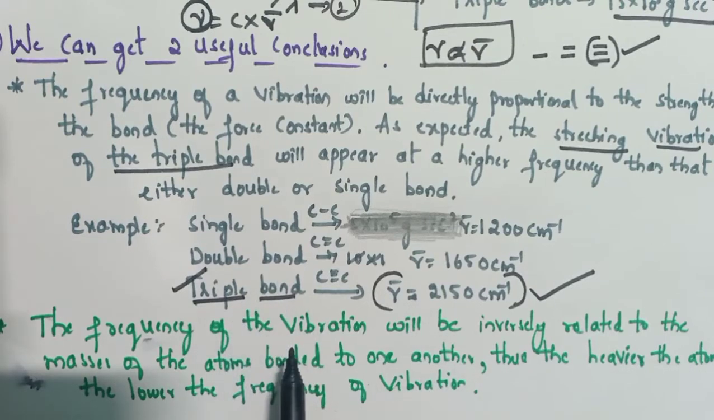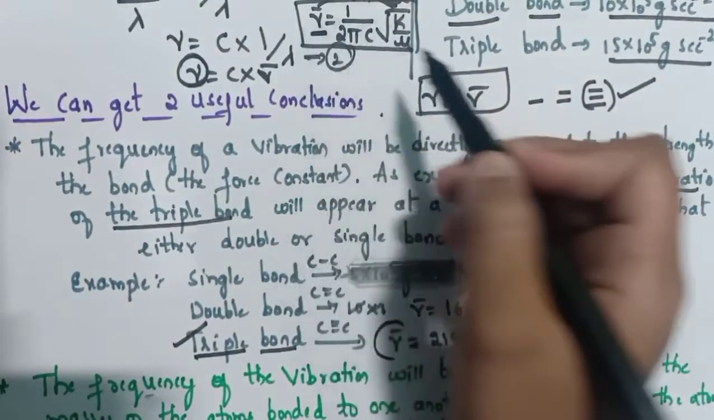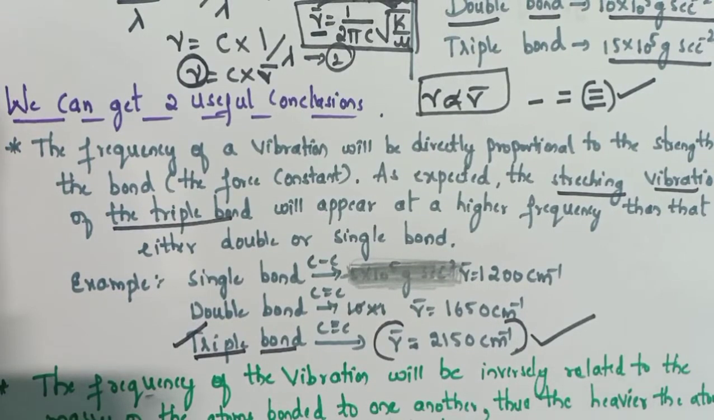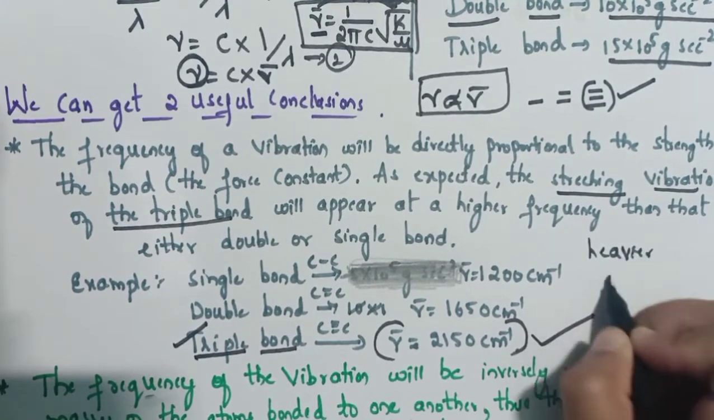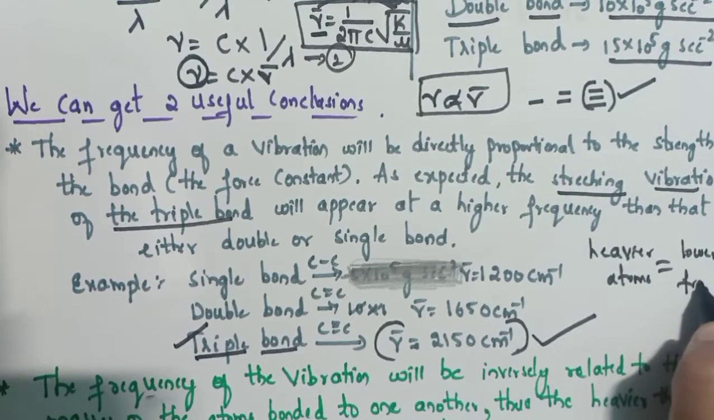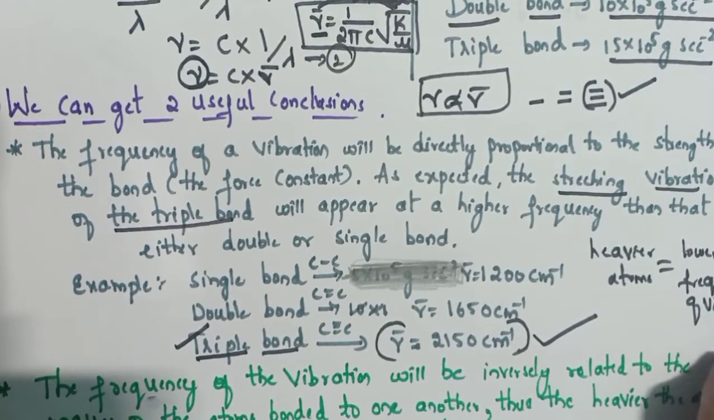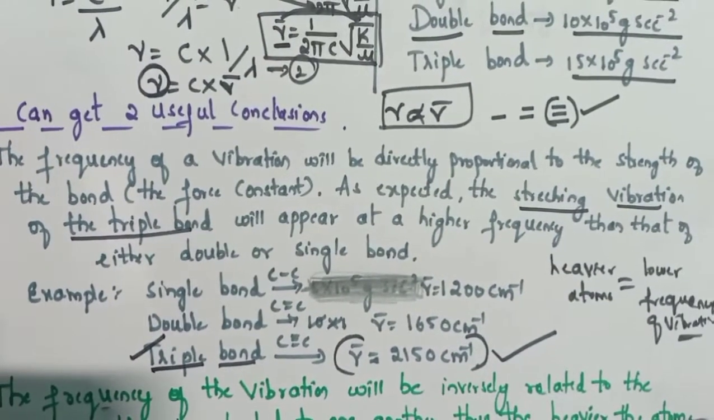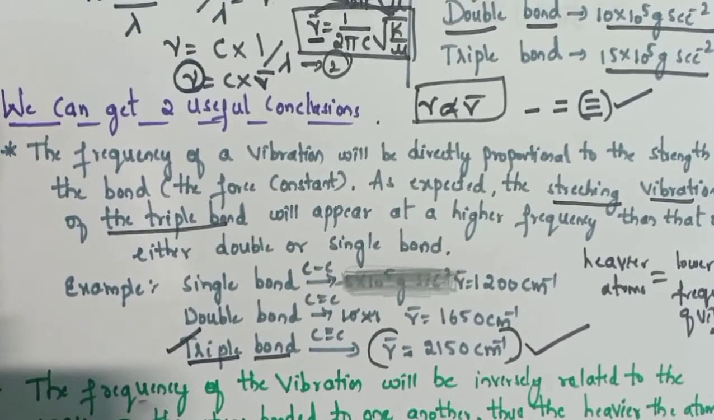See here, the relation between frequency of vibration and the reduced mass is inversely proportional. So, if heavier atoms are present, the frequency of vibration will be lower. Here we are considering the stretching vibrations because in the functional group region we will mostly get stretching vibrations only. That's why we are interested in the stretching vibrations.